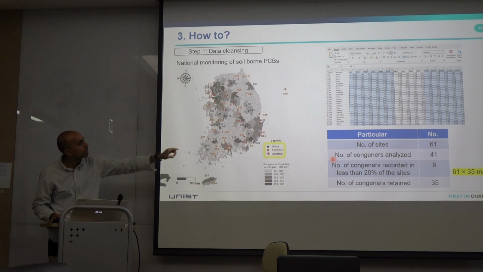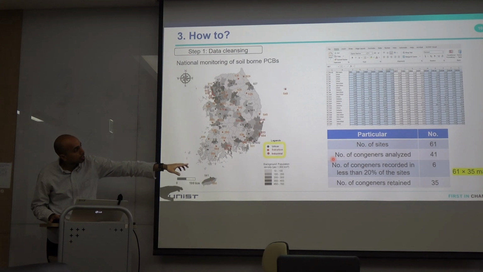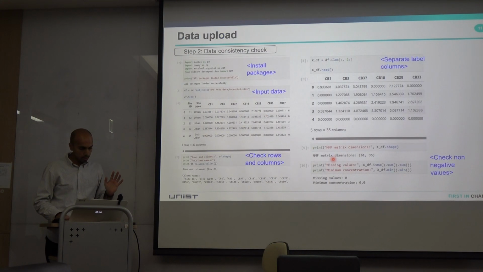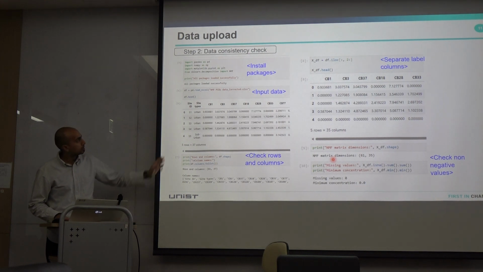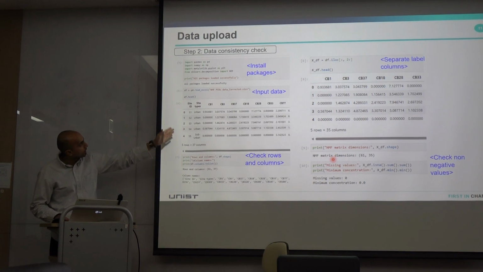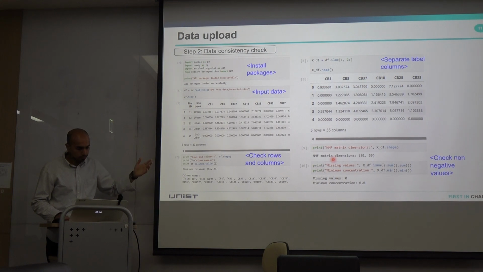We'll remove the congeners which were recorded in less than 20% of the sites, so that we get a 61 cross 35 matrix, good enough for NMF. And then we do a data consistency check. This is basically arranging your data with proper rows and columns. The Python code is available, I can share it, it's pretty straightforward.